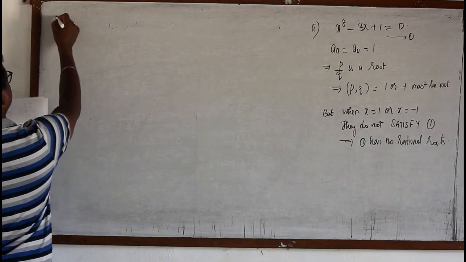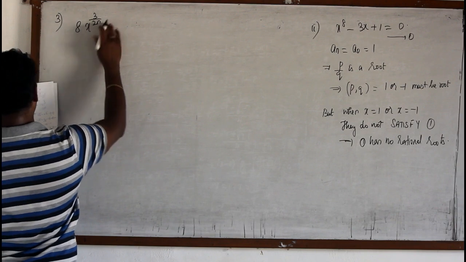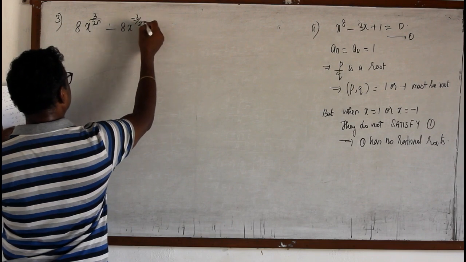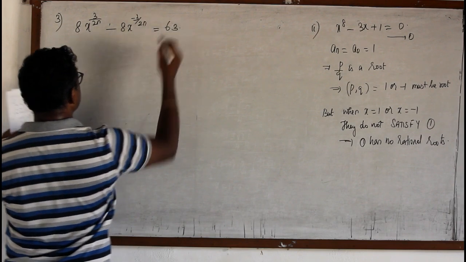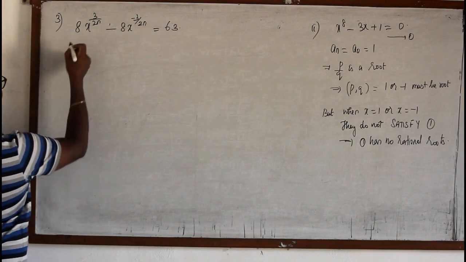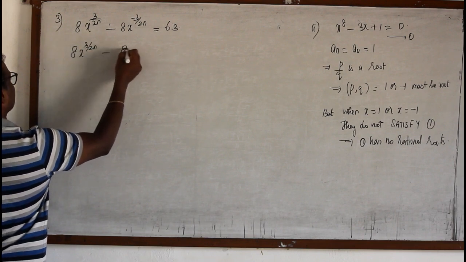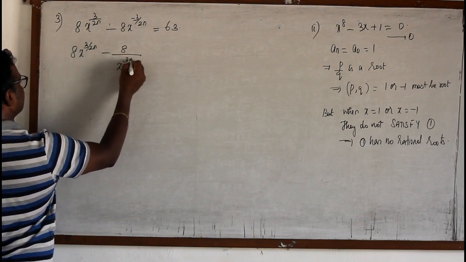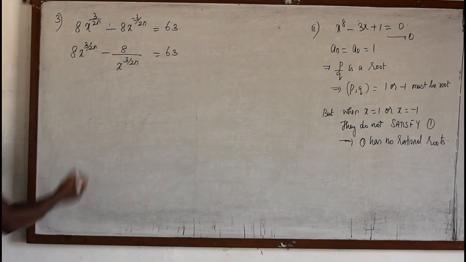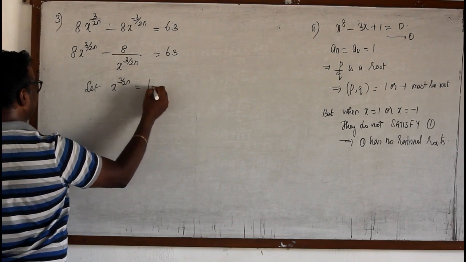Problem number 3. 8x power 3 by 2n minus 8x power minus 3 by 2n equal to 63. Have you noticed the same power with negative? So shall I write this as 8x power 3 by 2n minus 8x power minus 3 by 2n equal to 63. Let me take this x power 3 by 2n as some t.